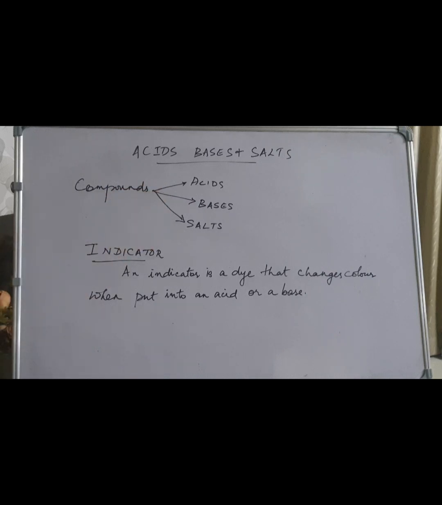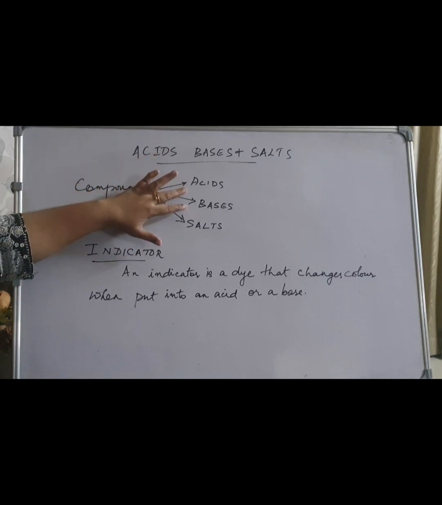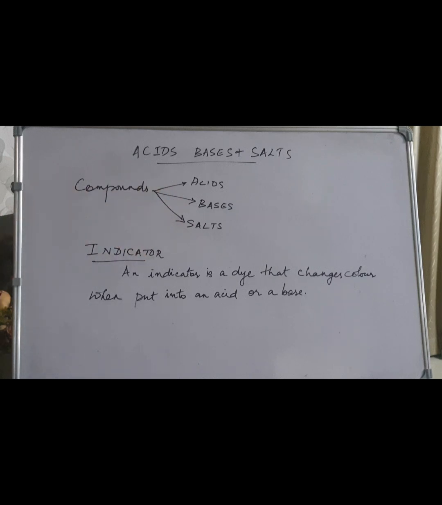We have to learn each and every type of compound in detail, regarding acids, regarding bases, and regarding the salt. Before coming to that, let's see what you mean by an indicator. So what is an indicator? An indicator is a dye that changes the color when put into an acid or a base.